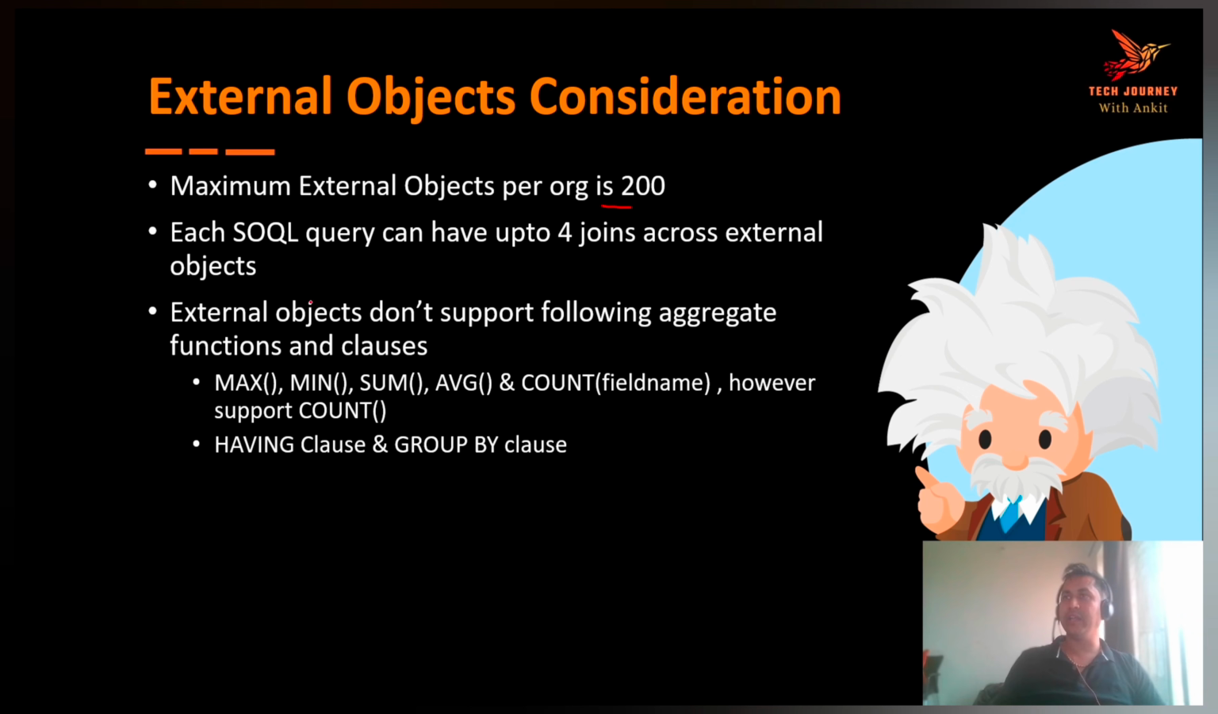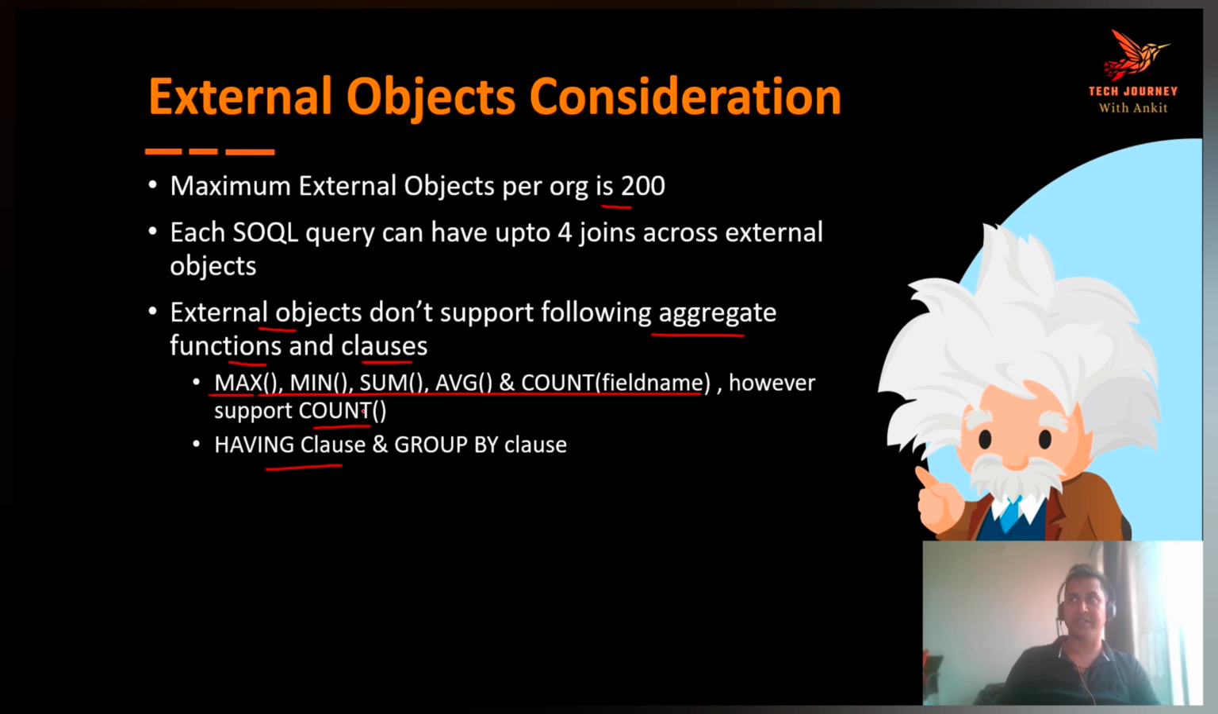Another key point here is about your external objects query. They do not support aggregate functions, and they do not support certain clauses. They do not support aggregate functions like max, min, sum, average, and count on a field name. However, there is an exception here. It does support the count one. It only supports that. And as I highlighted here, it also does not support clauses like your group by clause or the having clause. Very important slide in case you are planning to appear for the certification, as there are a few questions on external objects.